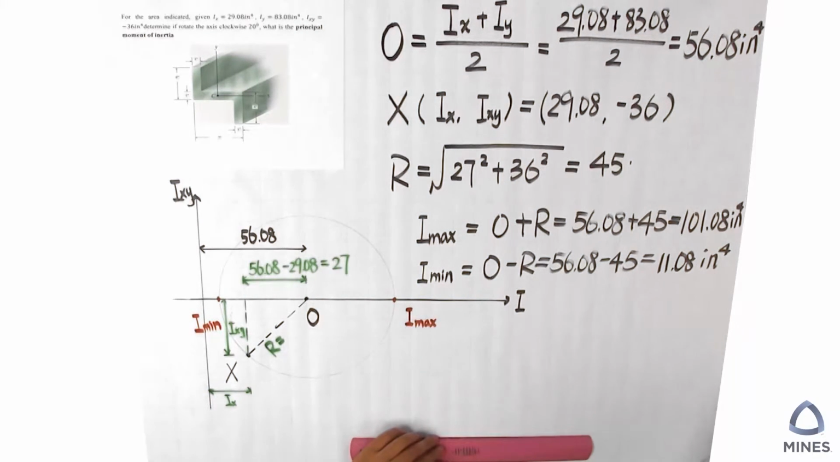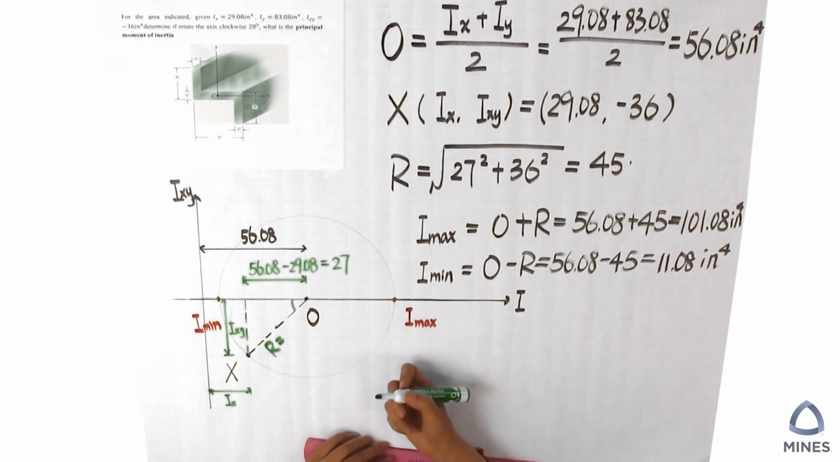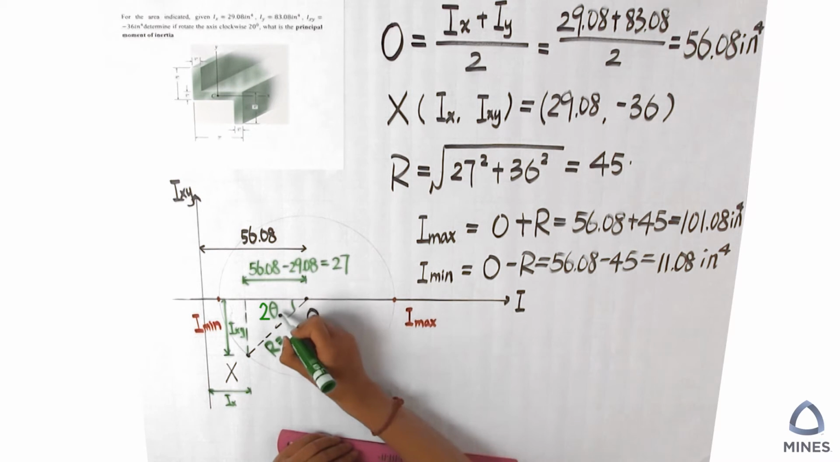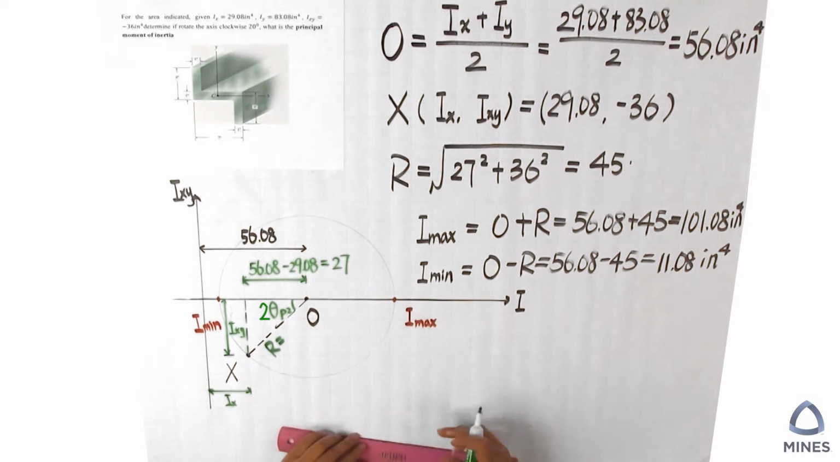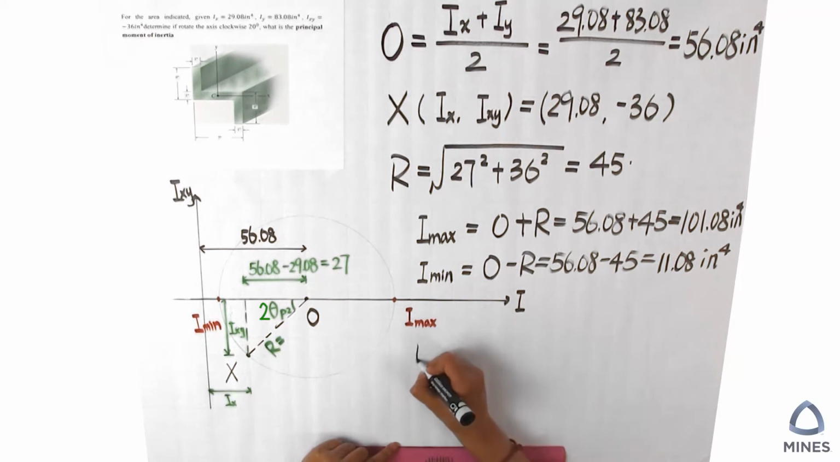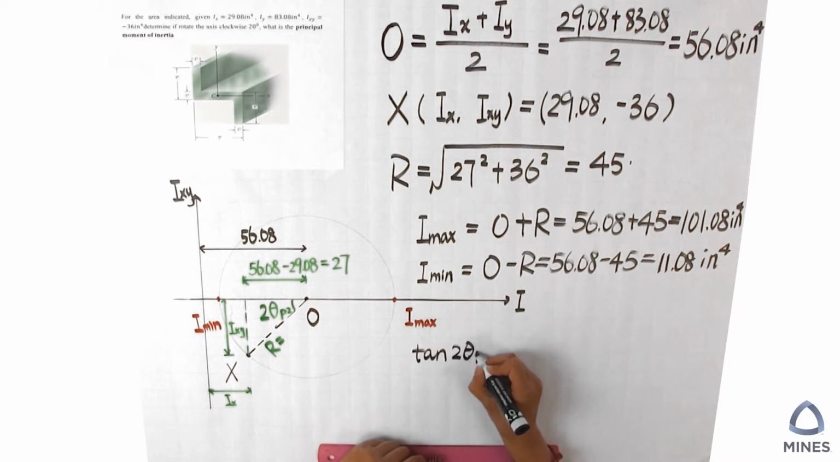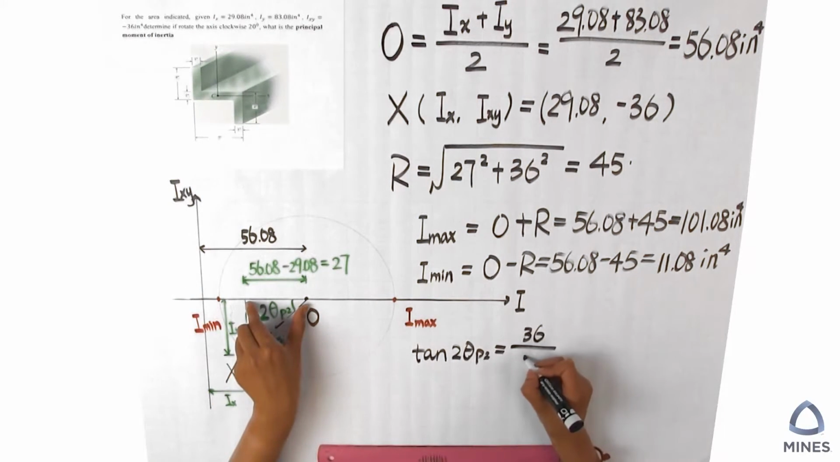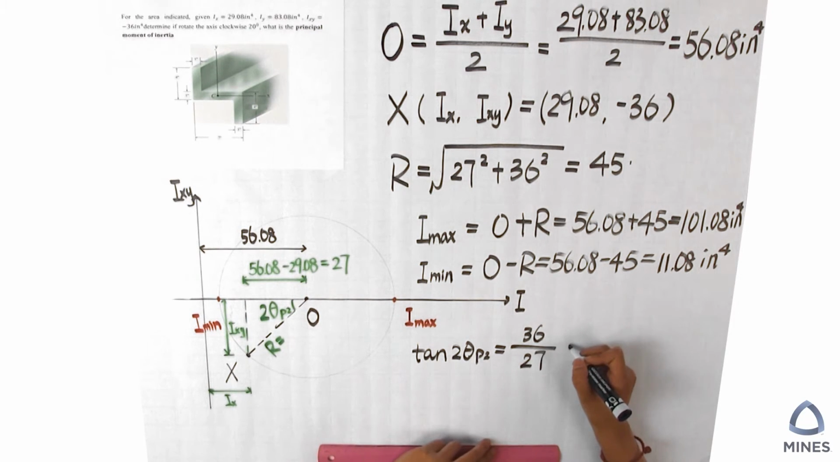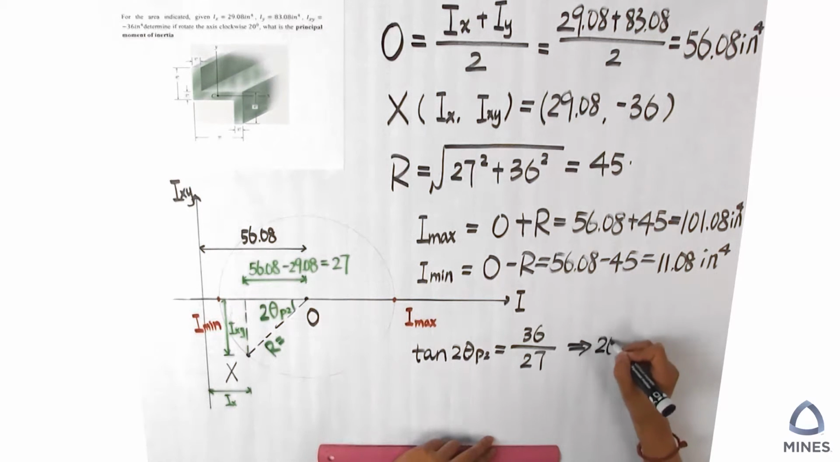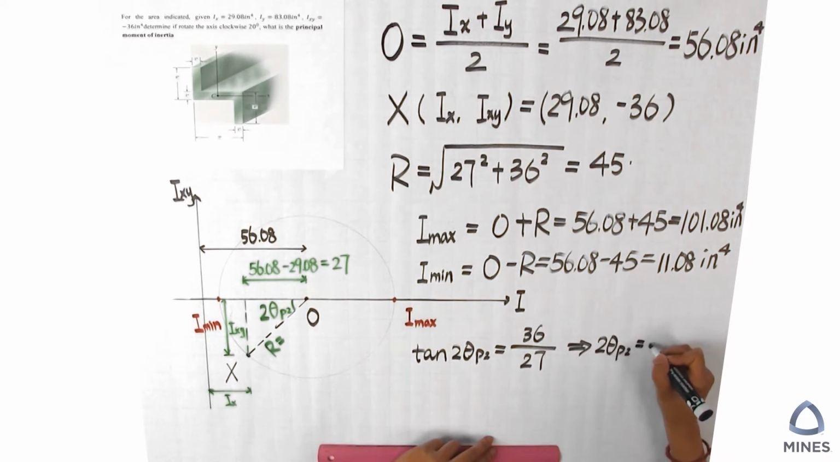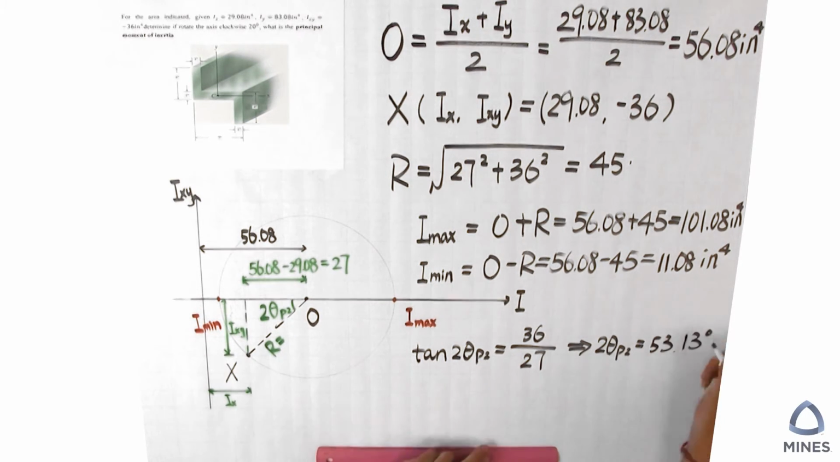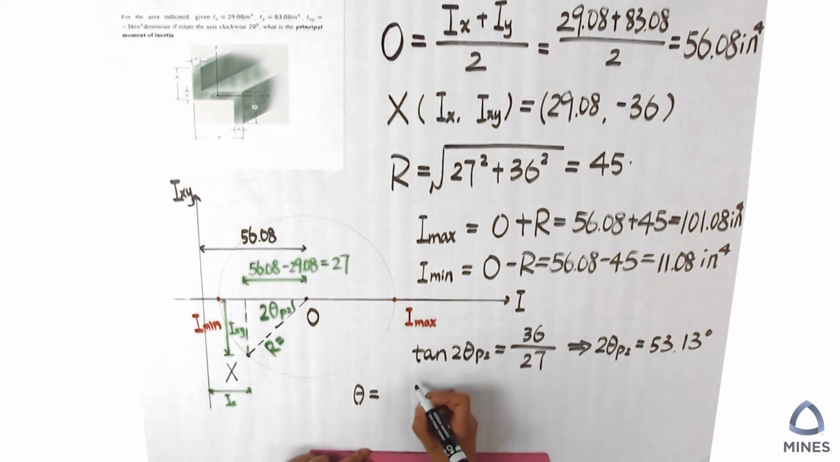So what we have to do is try to figure out what this angle is. Normally we call this theta P2, because it's to the minimum moment of inertia. Okay, so now in this triangle we can see tangent of 2 theta P2 equals the height, which is Ixy, divided by the base, 27. So which means we can find out 2 theta P is equal to 53.13 degrees. So the rotation of the coordinate system is going to be half of this angle.